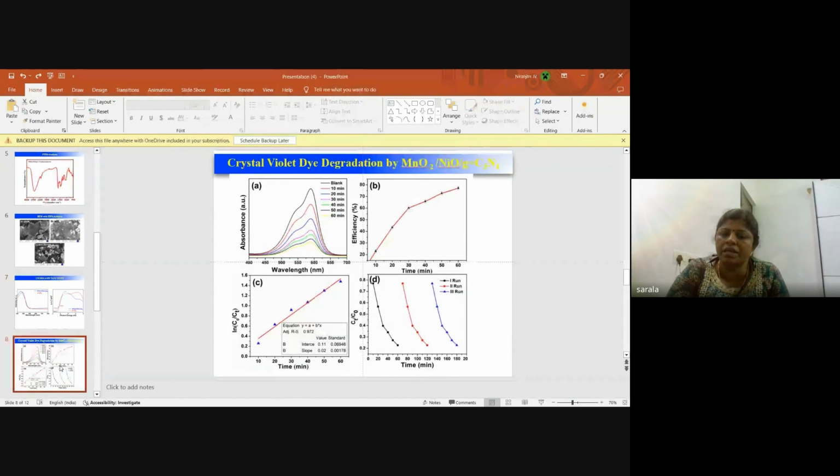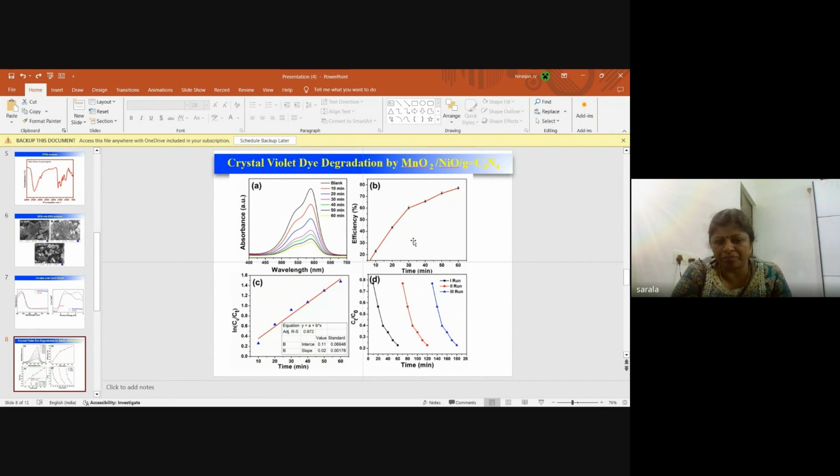Here, the crystal violet dye degradation by manganese oxide, manganese dioxide, and nickel oxide GC3N4. Here, the absorption and wavelength energy is shown in this graph A. This black one is the pure violet dye component. After that, we add my nanocomposite component to this dye component, and the absorption range is reduced. Finally, I can get the degradation of 79 percent.